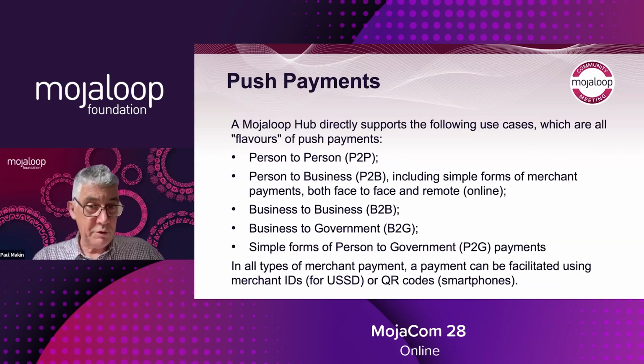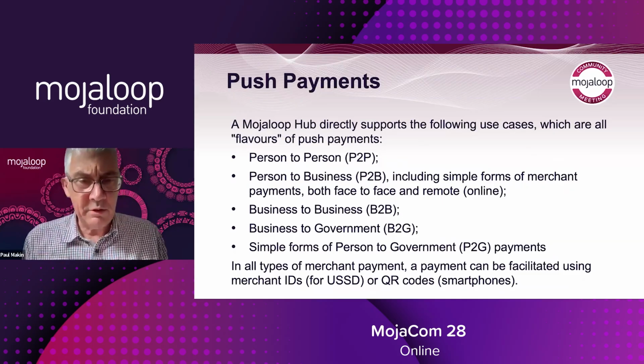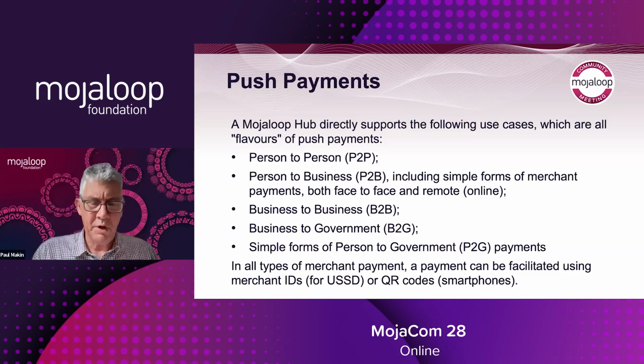So talking about push payments, the Mojaloop Hub directly supports these use cases. These are the ones we're all familiar with: P2P, P2B, B2B, B2G, P2G, and all variations on those. P2B, for example, can include merchant payments, and that can be face-to-face and what some people call remote payments and other people call online or e-commerce. In all types of merchant payments, it can be facilitated using merchant IDs for USSD or QR codes if you have a smartphone.